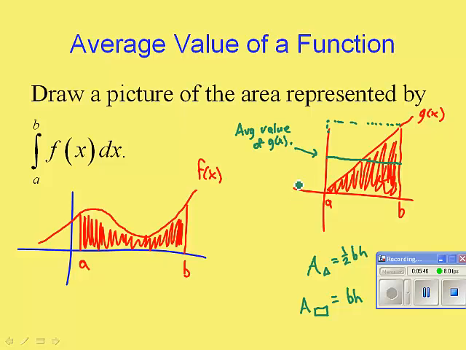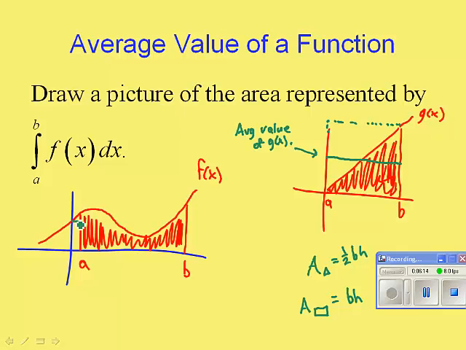If you have a linear function, then the average value is going to be halfway in between g of a and g of b. You guys follow that? What about a function like this? Well, now it's not so easy. But there has to be some average value.